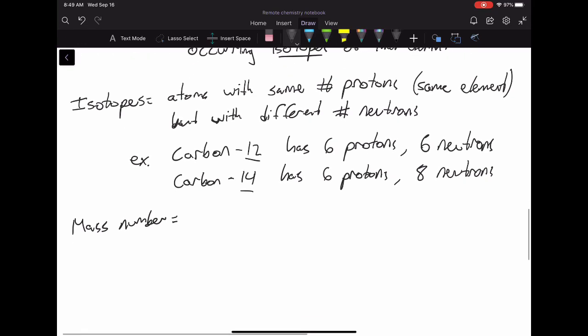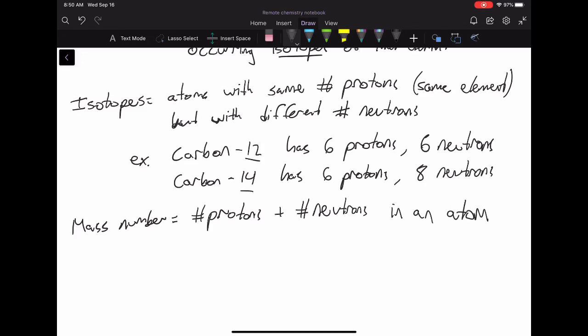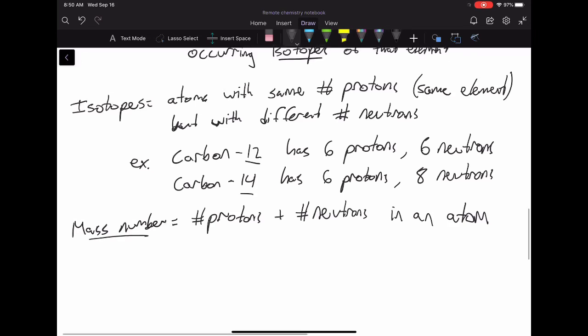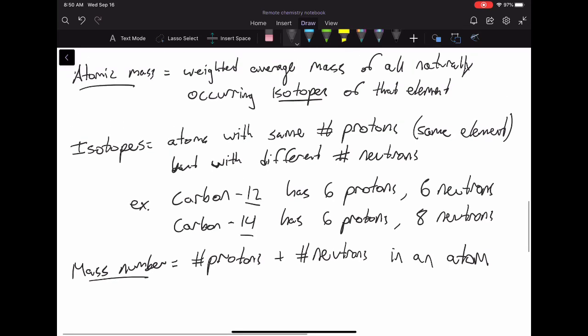So let's define mass number. Mass number is the number of protons plus the number of neutrons in an atom. So mass number is for an individual atom. Atomic mass is for all of the atoms of that element. So that's the average, essentially.